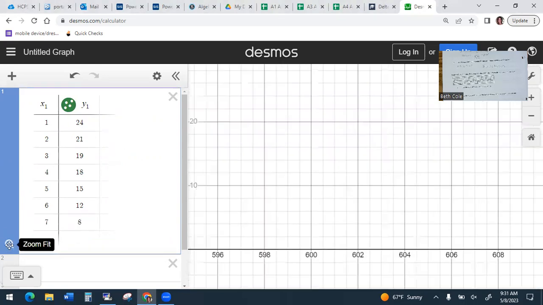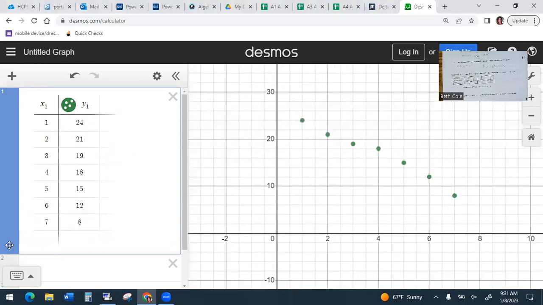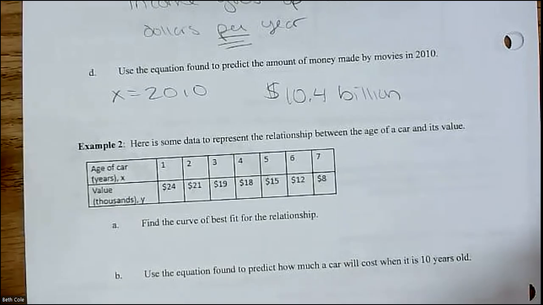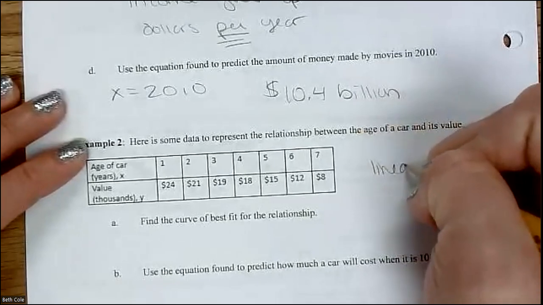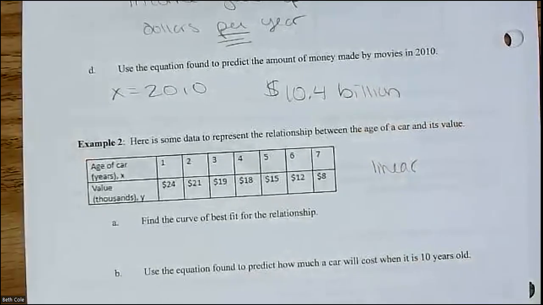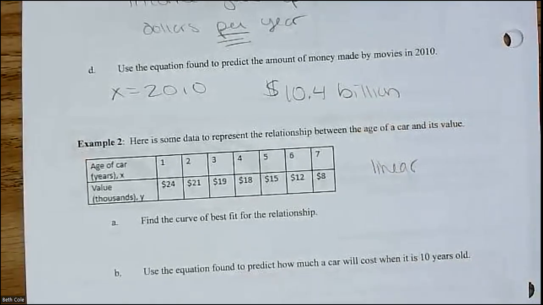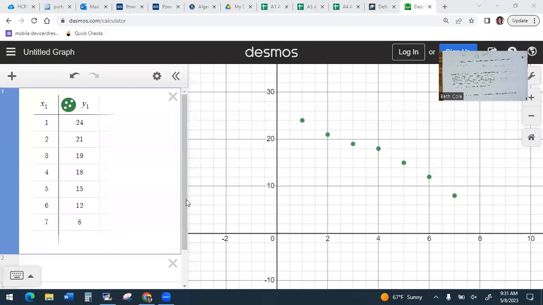Now where do I go now that I typed it all in? Good, magnifying glass. Does that look like a line or a parabola? Linear, good. On your paper, you're going to circle linear. Oh, that actually wasn't a choice. Well, let's write it down anyway, linear. Because that's the first thing you have to do, decide, is it linear or is it quadratic? So find the curve of best fit, watch.